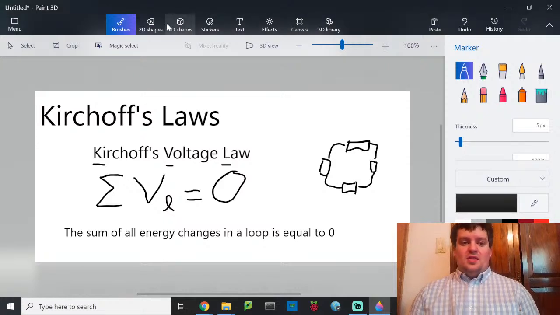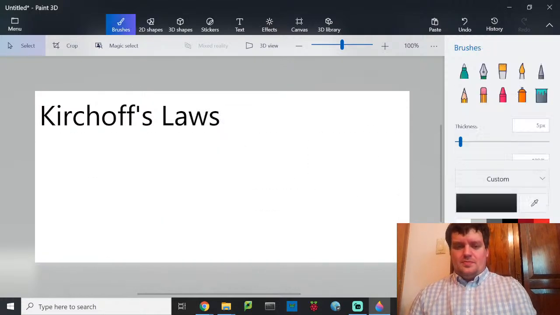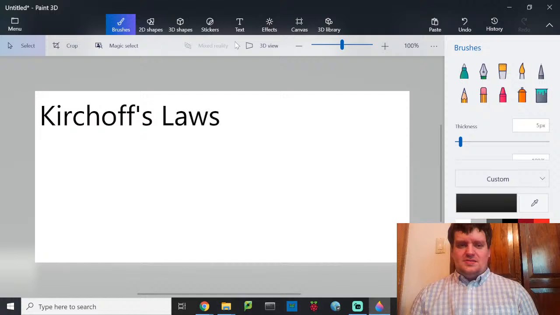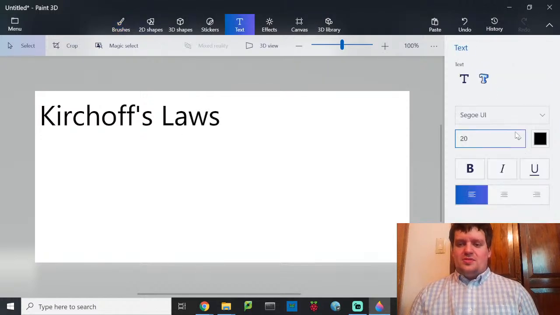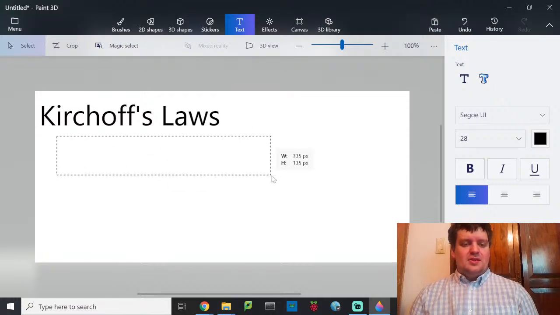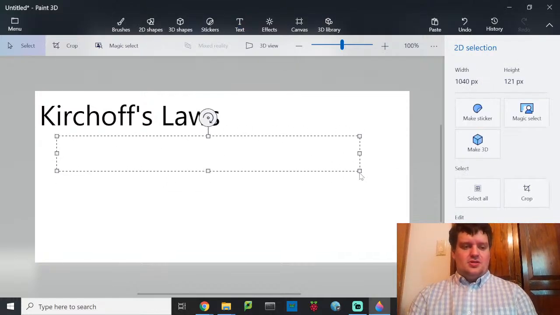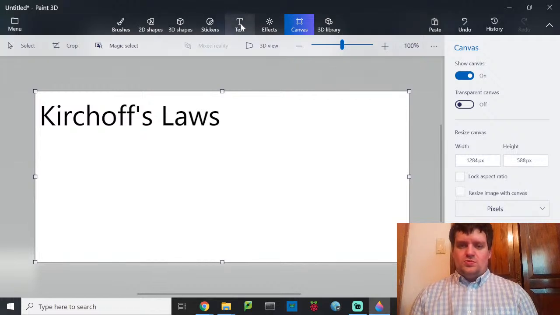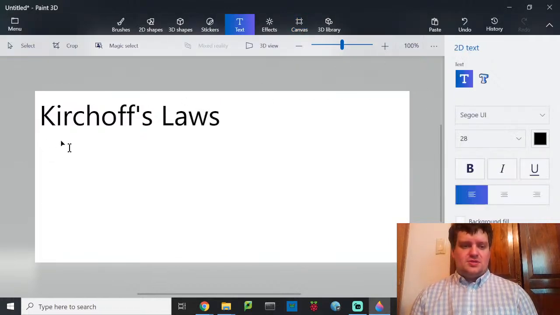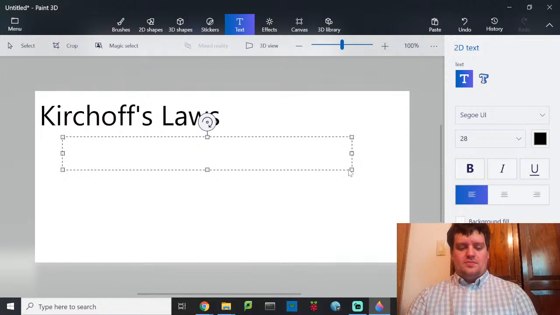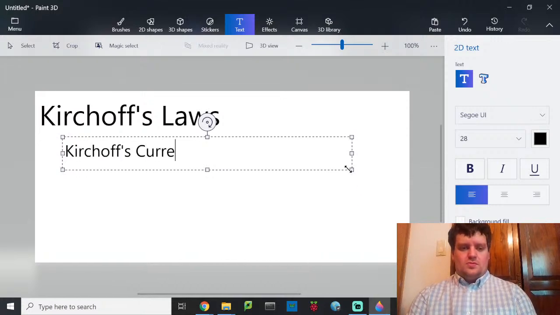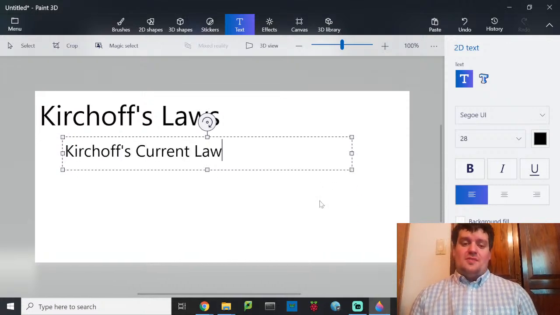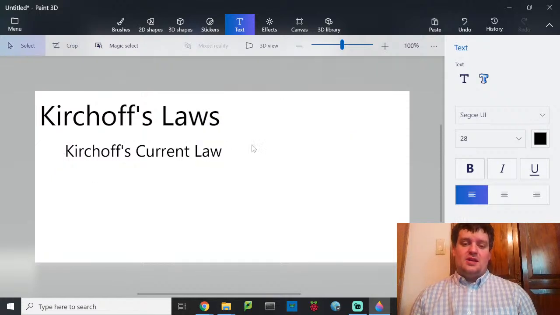Okay. All right. So, switch out of here and then go ahead and delete this. And the next one that we're going to be talking about is KCL, like I said. KCL stands for, I suppose it would help if I actually drew a text box, right? Kirchhoff's current law, KCL.